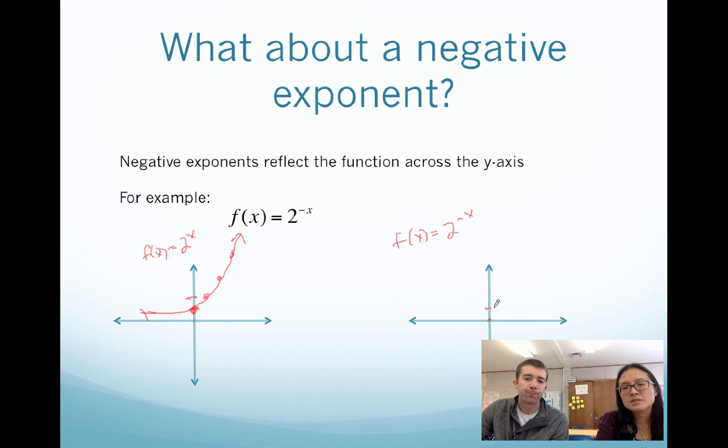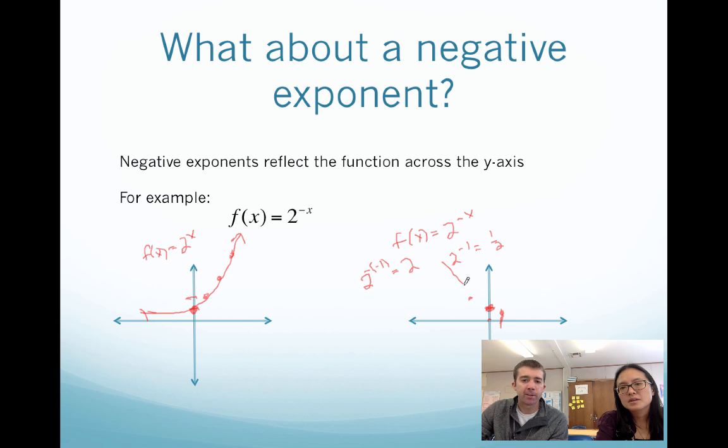So let's try it. If we put in 0, well, negative 0 is still 0, so my y-intercept's still the same. Let's put in positive 1 here. So 2 to the negative 1 would equal 1/2. Okay. And let's go backwards. Let's do negative 1. 2 to the negative negative 1 is 2, because negative and negative make a positive 1. Right. And so now we're at 2.